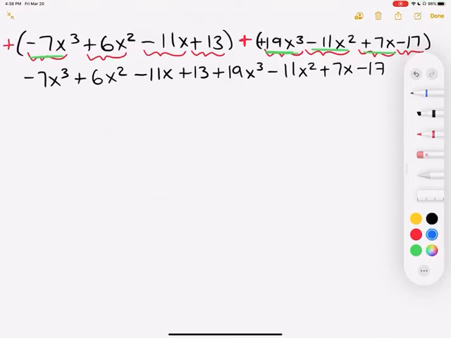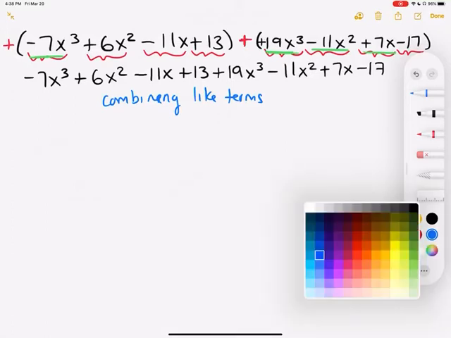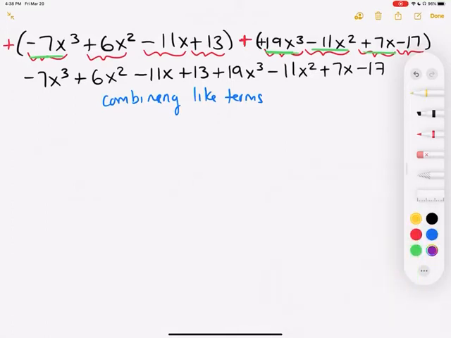The next step into adding those polynomials is going to be combining like terms. Like terms are those terms that have the same variable with the same exponent. So we're looking for terms that have the same variable with the same exponent. Let's look at the first term, that's negative 7x cubed. And we have to find any other term all along the line that also contains an x cubed. The one that I have here is positive 19x cubed. So those are going to be the first two terms that I'm going to combine.